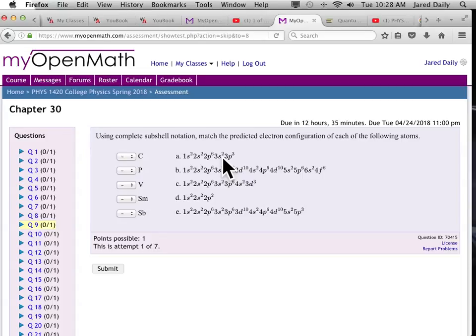In case you're wondering, S's can only fill up with 2. You can get up to 6 in your P's. In your D's, you can get up to 10, and in your F's, I don't know. But anyway, we were at 2p6, so n equals 3 is filled as well. So n equals 3, s2, that's 2 in the S. And then we have 3p, so that's third row. P means that we're in our L equals 1 state, which is over here. This is L equals 1. And we have 3 electrons in it. 1, 2, 3. Phosphorus.